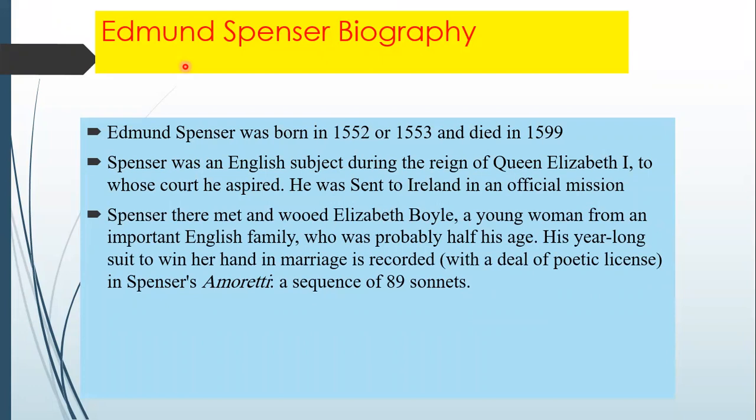So he has written his story with Elizabeth Boyle in a form of a sequence of sonnets and called it Amoretti. And this sequence of sonnets consists of 89 sonnets. And the sonnet we are studying today is sonnet number 75.